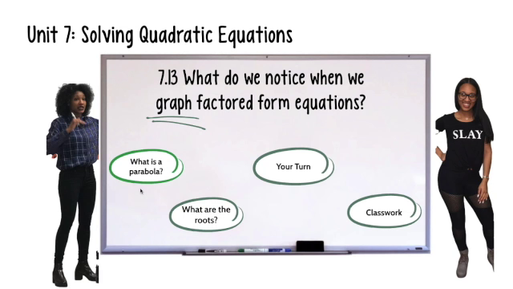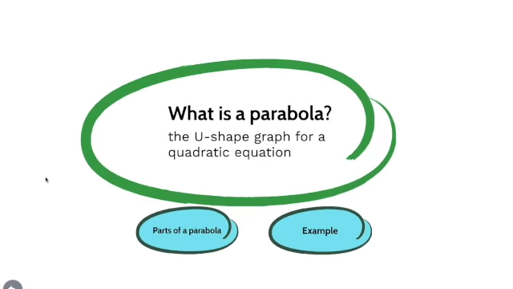As you can see, the word graph is underlined because we're going to be looking at the graph of quadratic equations. And you've actually already seen the graph of quadratic equations before. This is the U shape. So let's jump into the parabola. What is a parabola? All quadratic equations are parabolas. The parabola is the U-shaped graph.